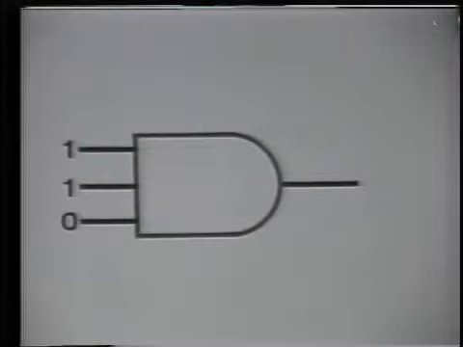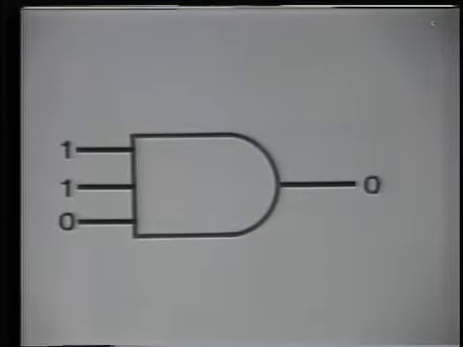Now let's look at a few examples. Notice that on the inputs we have 1s on the top 2 inputs and a 0 on the bottom input. Remember that an AND gate must have 1s on all inputs to have a 1 at the output. We haven't met the requirements of that statement, therefore the output must be 0, as we have shown here. Now let's try another one.